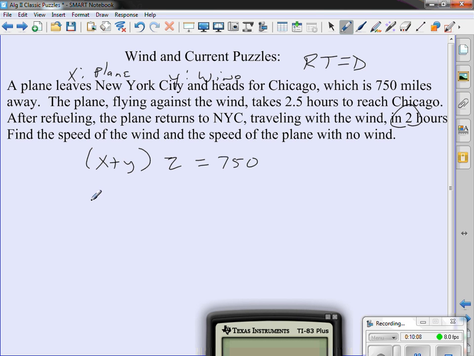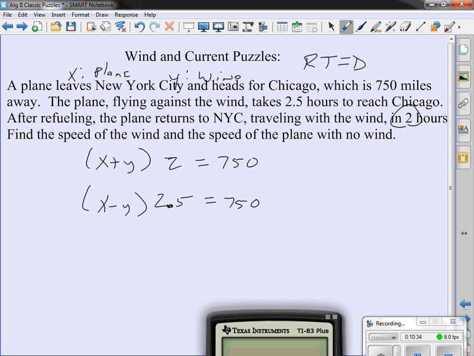Now the second one. If this one's going with the wind, the other one's going to go x minus y, and that's going to take 2.5 hours. Takes longer. How far is it? Why is it 750? It's the same distance to and from.